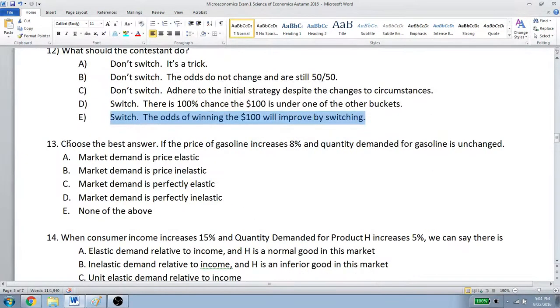Okay. 13. Choose the best answer. If the price of gasoline increases 8% and the quantity demanded for gasoline doesn't change at all, then we have a situation of perfect inelasticity. The market demand for gasoline along that particular price differential has not been affected at all by 8%. That's what inelastic means: insensitive or completely unresponsive. Perfectly inelastic means completely unresponsive to the change in price.